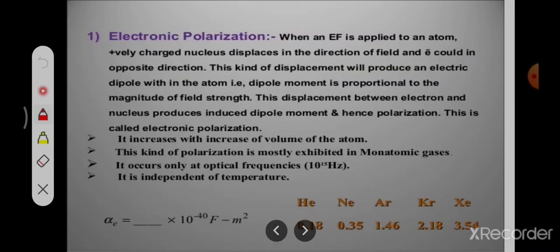This kind of polarization is mostly exhibited in monoatomic gases like helium, neon, argon, krypton, and xenon, and it increases with an increase of the volume of the atom. It occurs only at optical frequencies, that is 10 power 15 Hz, and it is independent of temperature.